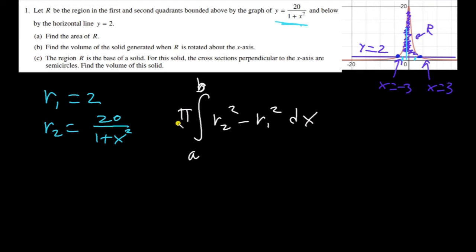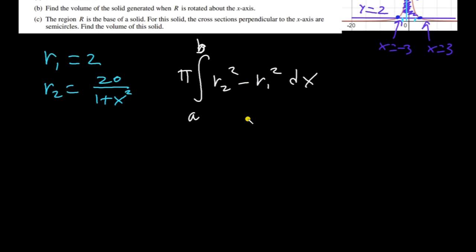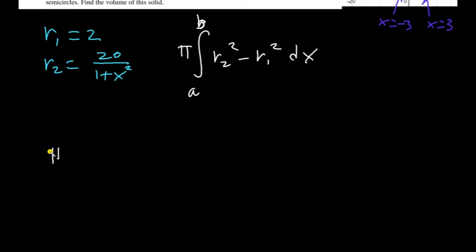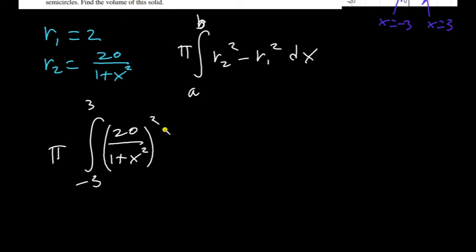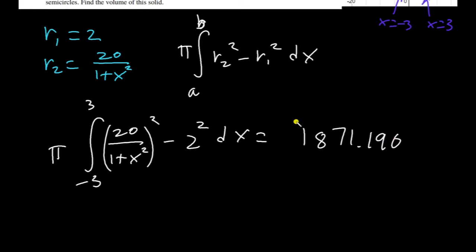Okay, we see here that a and b are still x equals negative 3 and x equals 3. R2 is this, R1 is this. So all we gotta do is plug this in. So in our case, we'll have pi times the integral from negative 3 to 3. R2 is 20 over 1 plus x squared, and then R1 is 2. Evaluating this gets you 1871.190. And obviously you do that in your calculator.